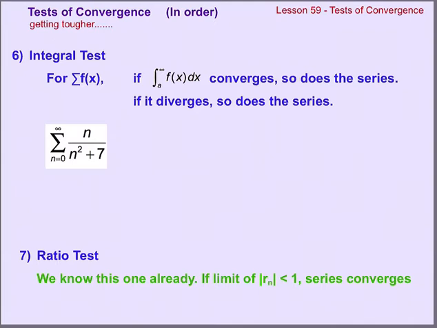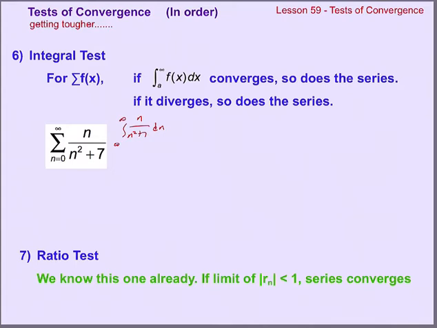We'll try and find the definite integral from 0 to infinity of n over n squared plus 7. You can stick with the n, or you can replace it with an x if you're more comfortable with that. It doesn't matter. If the definite integral from 0 to infinity of n over n squared plus 7 with respect to n diverges, then so will the series. And if this integral converges, so will the series.